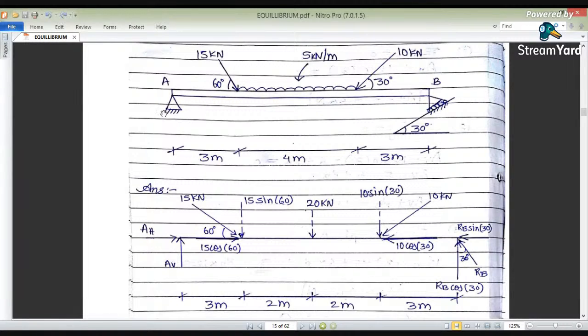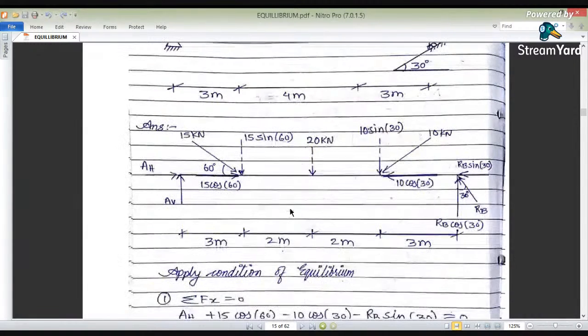After releasing this hinge, there will be two reactions here, vertical and horizontal reactions. So the same procedure applies. First we will find the horizontal reaction, then the vertical reactions, because the horizontal unknown is only 1 and the remaining are known. This 15 cos 60 is known, 10 cos 30 is known, and the unknown is only in the horizontal direction, that is AH. So we will take summation Fx equals 0 first.